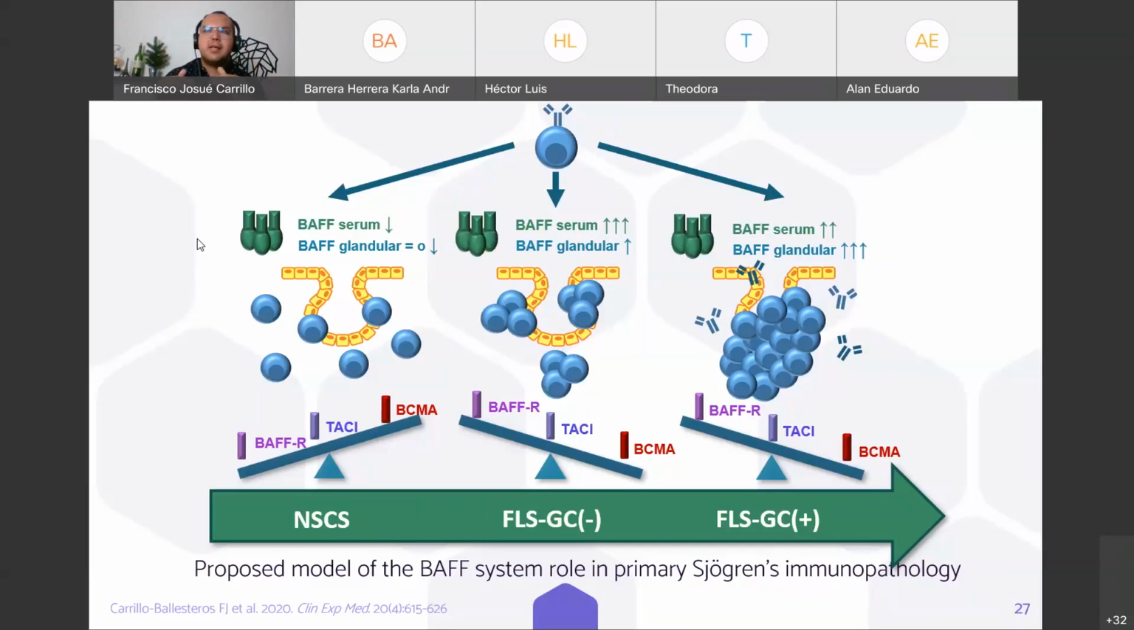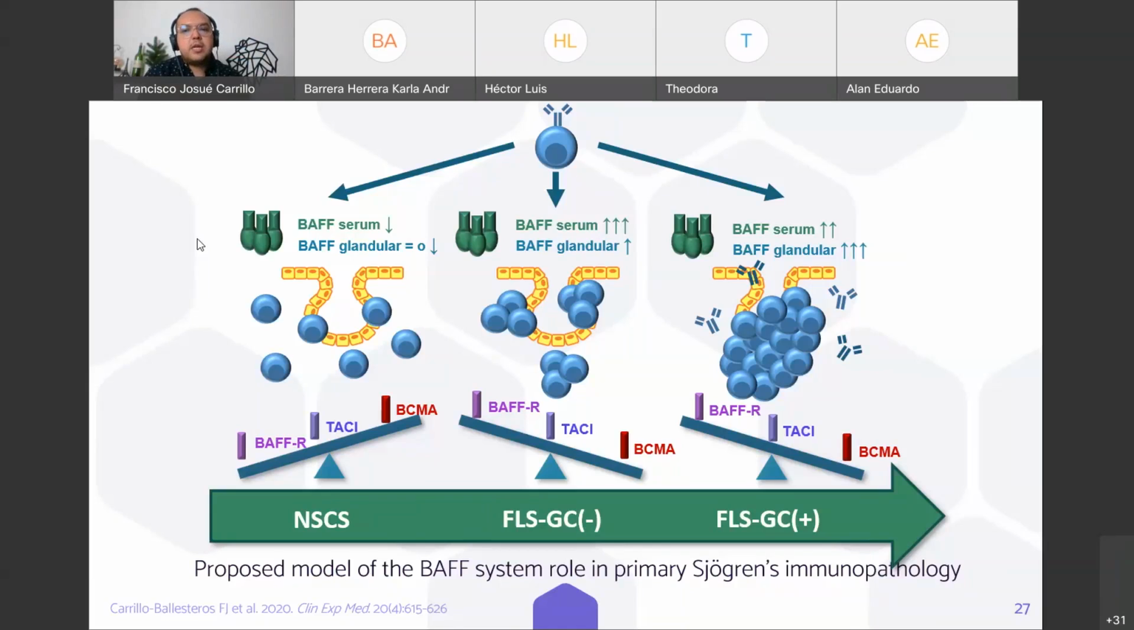So this contributes to a scenario where T cells and B cells are not out of control. And in the other two clinically relevant cases with focal lymphocytic sialadenitis, especially in those who do not develop the germinal center-like structures, we have higher BAFF serum levels and average BAFF glandular expression within the tissue. And it is promoted, on the other hand, by the higher expression of the BAFF receptor.